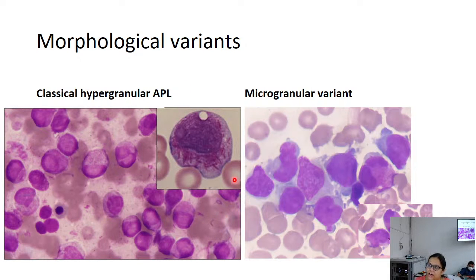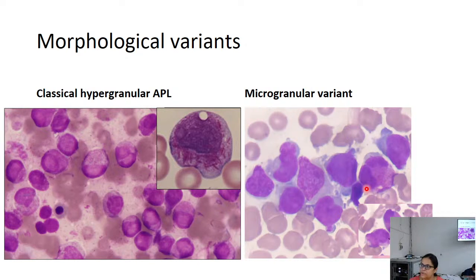A faggot is a cell with the presence of multiple Auer rods. This is a faggot cell in which there are multiple Auer rods, more than 3 Auer rods are present. So this is the definite classical hypergranular APL morphology. Apart from that, there is another variant, the microgranular or hypogranular variant. On microscopic examination, the cells have irregular, buttock-shaped nuclei with a basophilic cytoplasm, and the granules are not visible on microscopy. On careful examination, some of the cells might show granules.